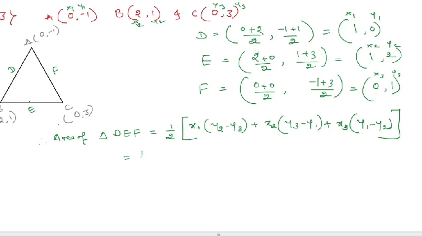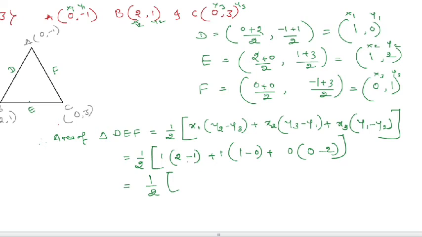Substitute the values, you will get the solution. 1 by 2 in the bracket, x1 value 1 comma 1, we are considering the area of triangle DEF. x1 value is 1 in the bracket, y2 value is 2 minus y3 value is 1, plus x2 value is 1 in the bracket, y3 minus y1, 1 minus 0, plus x3 value is 0 in the bracket, y1 minus y2, 0 minus y2, which is equal to 1 by 2 in the bracket, 2 minus 1 is 1, 1 into 1 is 1, plus 1 into 1 is 1, plus 0, is equal to 1 by 2 into 1 plus 1, which is 2, the 2s cancel, which is equal to 1 square unit. It is the area of triangle DEF.